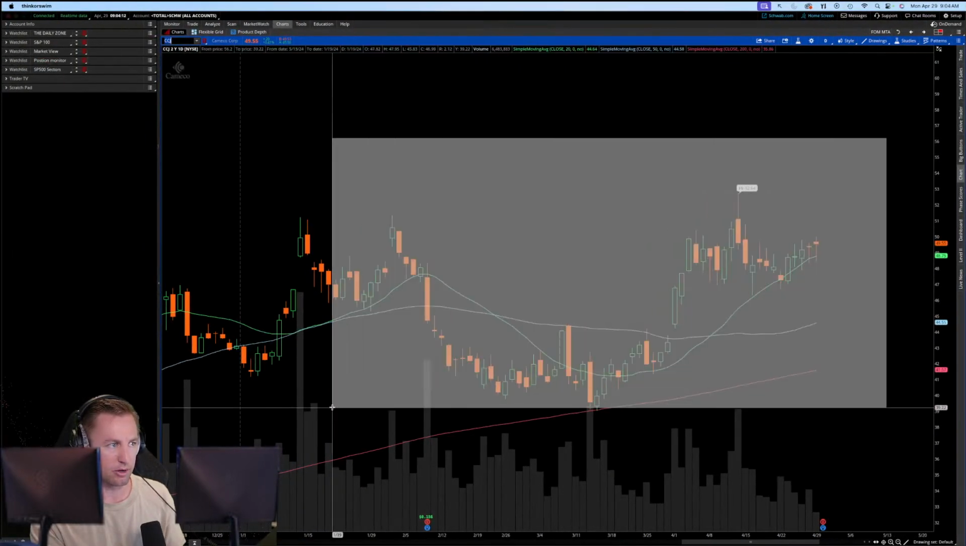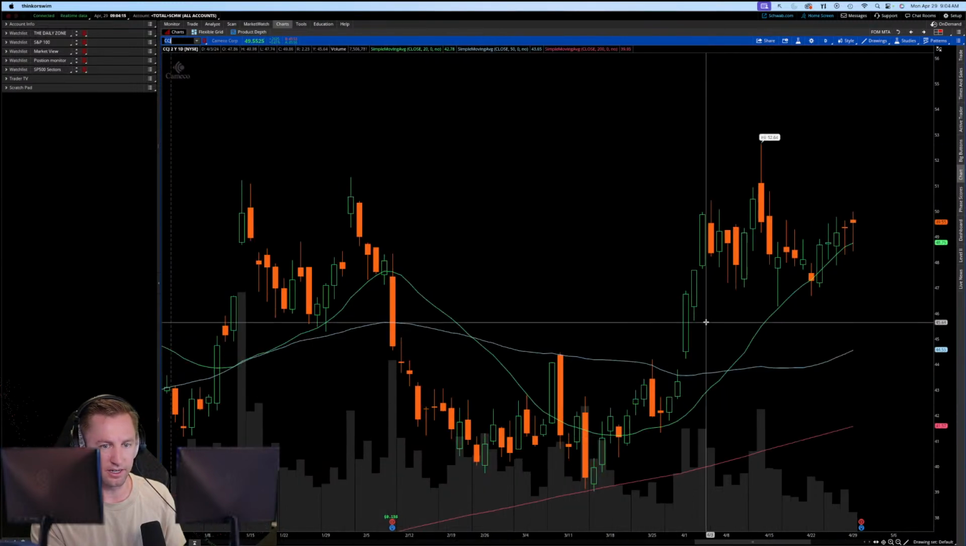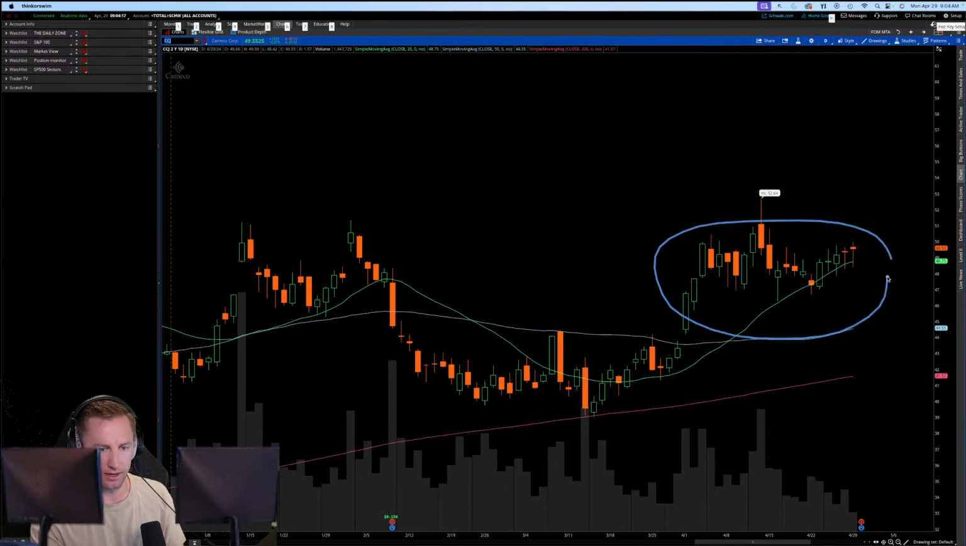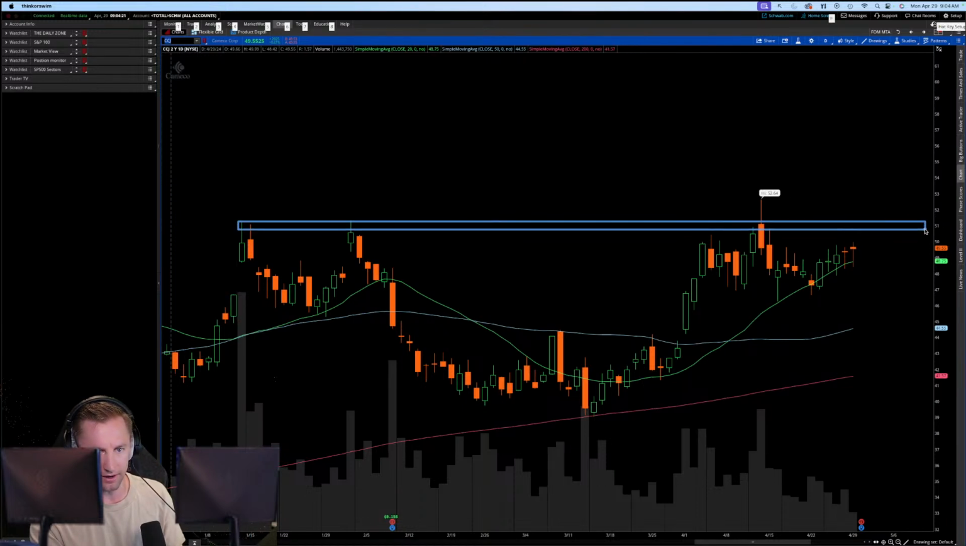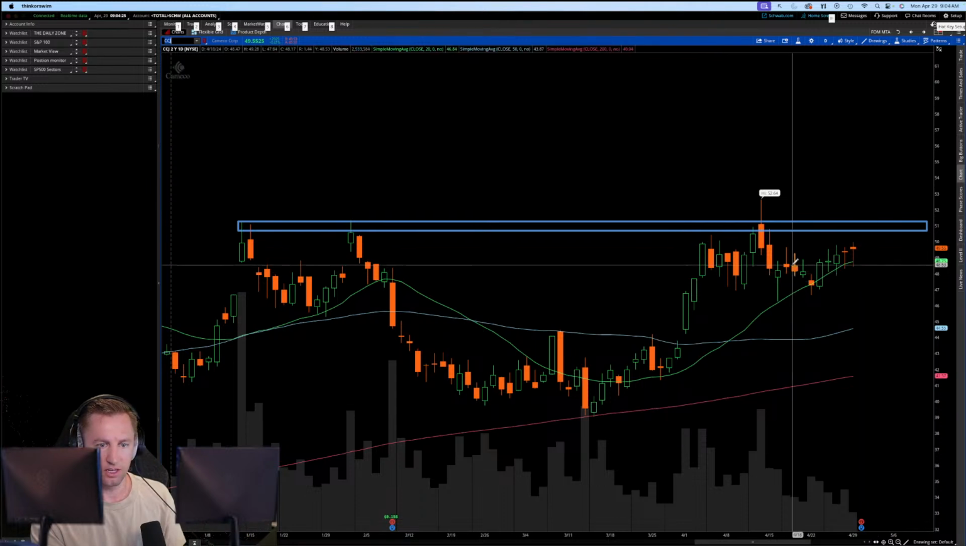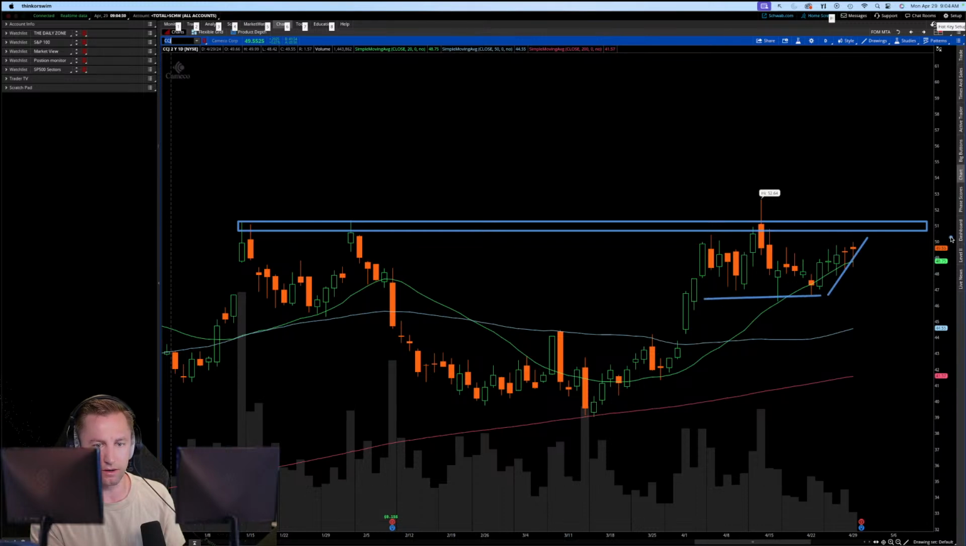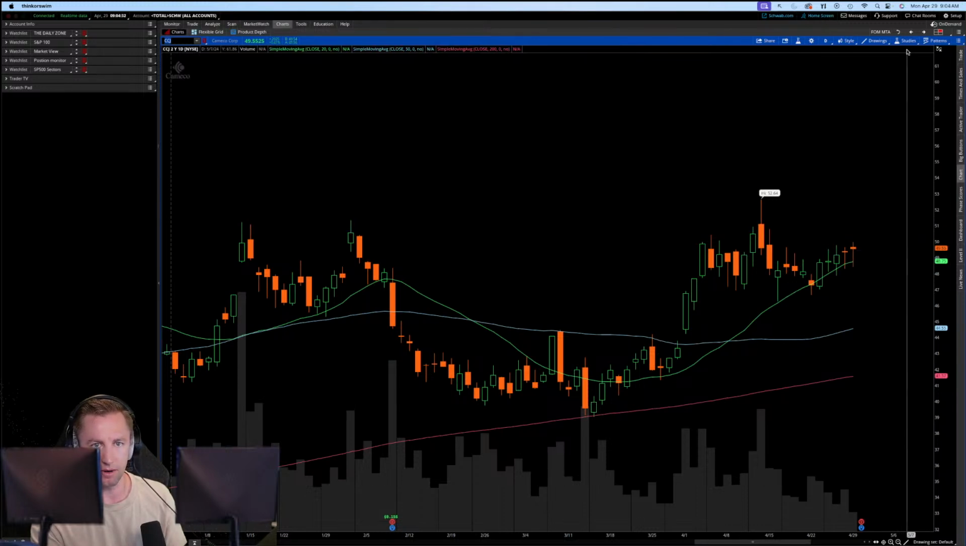CCJ, Cameco, looking pretty decent here too. It's kind of tightening up here on the right side. And it's been getting a lot of resistance, kind of supply up into this area. These ones trade a little bit funky, but it's holding up rather well over here. Potentially keep an eye on there for a breakout.